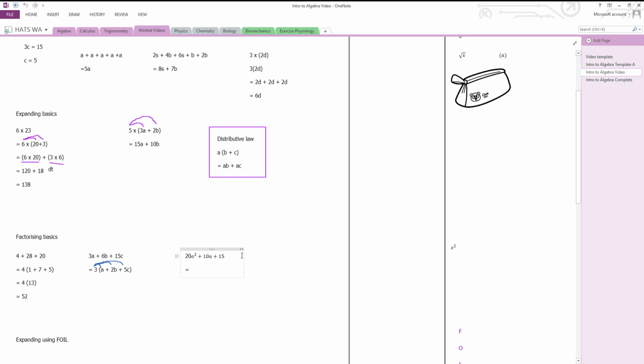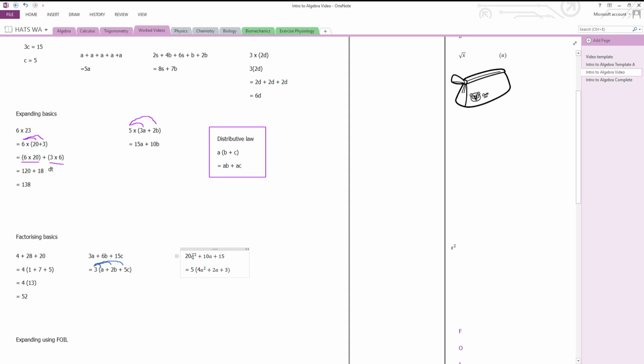So we wanted to factorize that, so let's see what number goes into all three of those. Well, 2 would go into the 20 and the 10, but not the 15. 3 would go into the 15, but not the 20 and the 10, so you need a number that goes into all three of those, which would be 5. 5, and then we would need 4a squared in the brackets. 4a squared. And then we would need to add 2a. 5 times 2a would give us 10a, and then 5 times 3 would give us our 15. So that would be factorizing that particular equation.